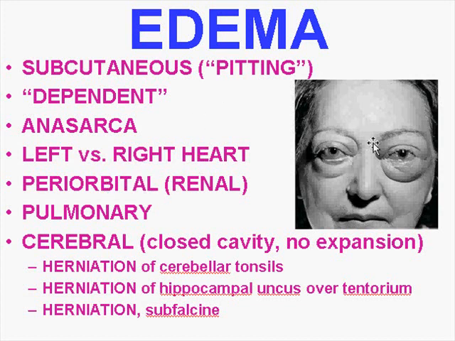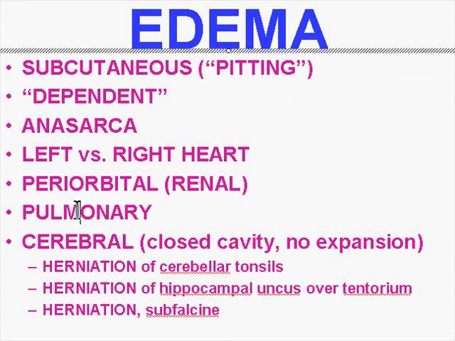Periorbital edema is seen in a variety of conditions, and renal is one of the most common conditions you see it in as well. The edema of renal failure often results in periorbital edema. We saw the edema of hepatic failure results in ascites. Pulmonary edema is pretty much the same as left congestive heart failure.